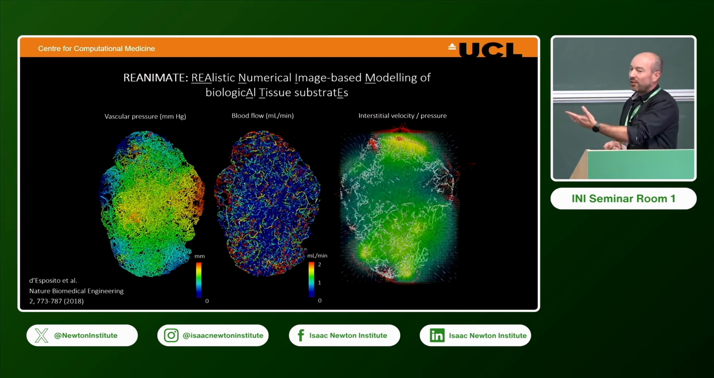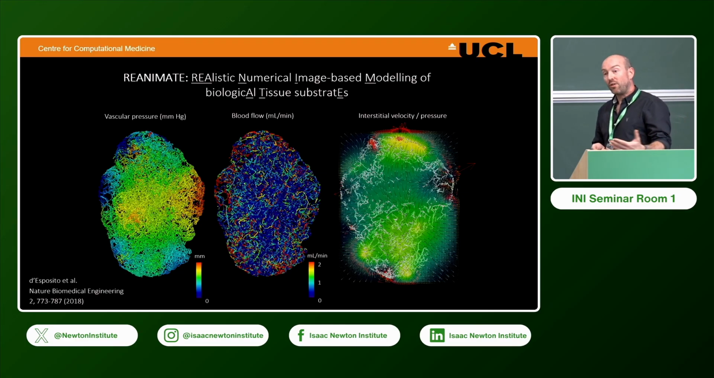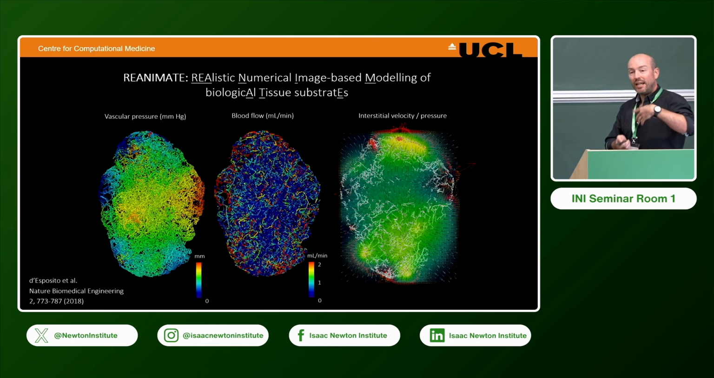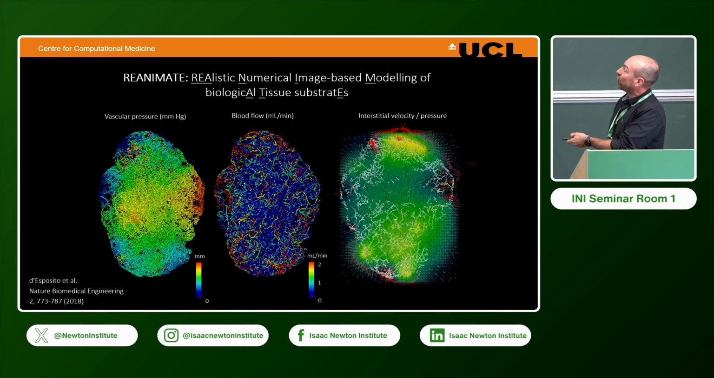So we did some work looking at animal tumours. These are subcutaneous tumours, colorectal cancers grown on the side of mice. And this is just when 3D microscopy, light sheet, that kind of thing was becoming quite fashionable. We labelled the blood vessels, reconstructed the vascular network, and then did some fluid dynamics analysis to try and predict what the vascular pressure in the tumours was, the blood flow, and things like the interstitial fluid velocity.